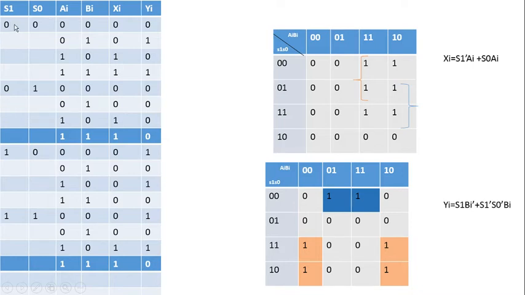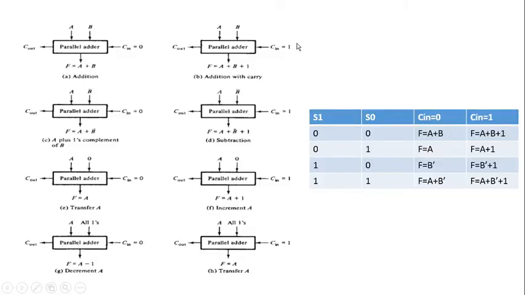Okay, with S1 equal to 0 and S0 equal to 0, what's the input requirement? We get outputs A plus B and A plus B plus 1. In order to get the output A plus B when Cin equal to 0 and A plus B plus 1 when Cin equal to 1, what are the input combinations? The X input must be A itself, the Y input must be B itself. Here also the X input must be A itself, the Y input must be B itself.